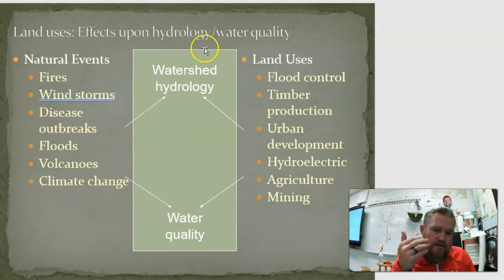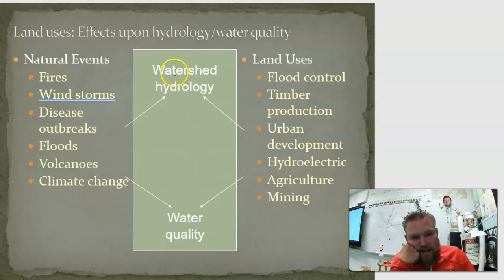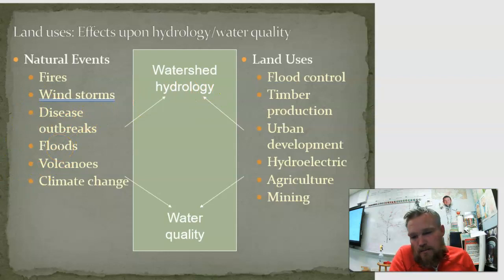Watershed, just on this real quick, watershed hydrology is how water flows through the environment, and then water quality is how clean the water is. So if we affect hydrology, we can affect quality and vice versa. Volcanoes and floods are other natural events that can cause that, and then climate change is another one that typically can affect our water quality and how it flows through areas.